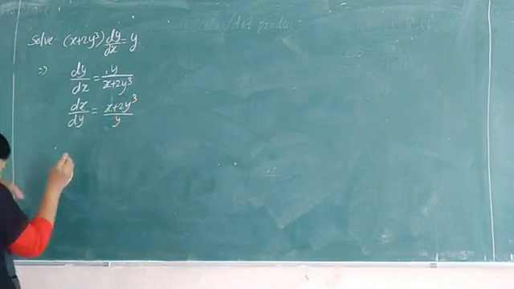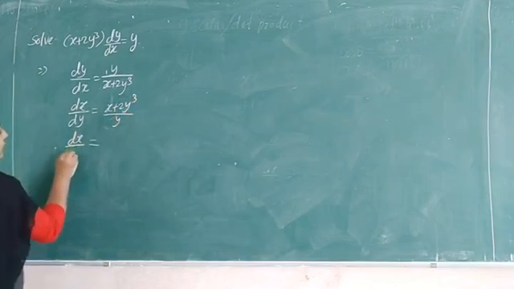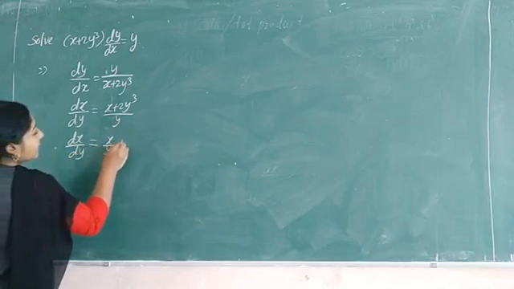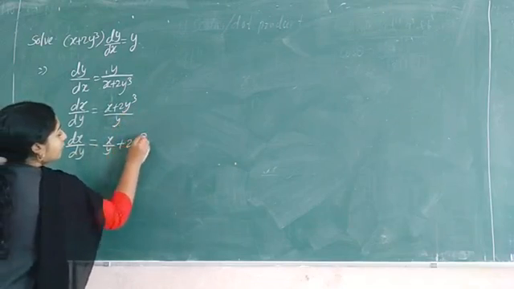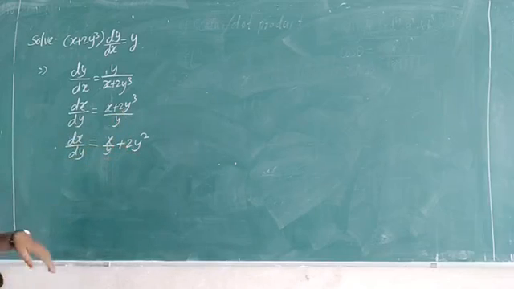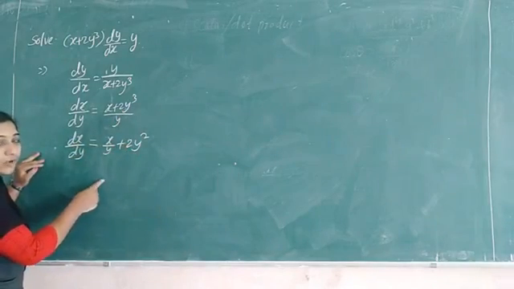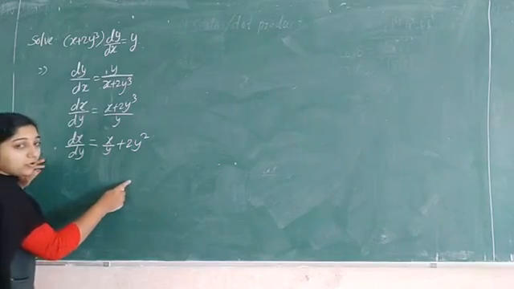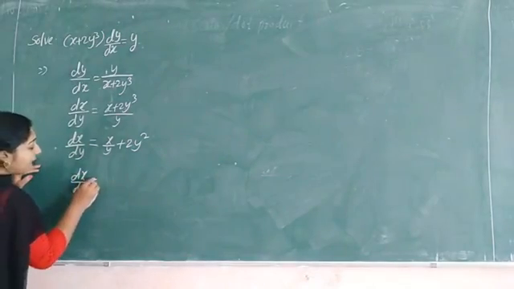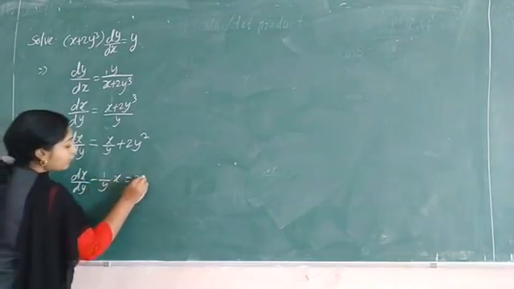So this is nothing but dx by dy is equal to, separate the LCM, you will get x by y plus 2y cube by y, that is 2y square. Now bring this term to this side, because we want it in the form of dx by dy plus p into x. So dx by dy minus 1 by y into x is equal to 2y square.